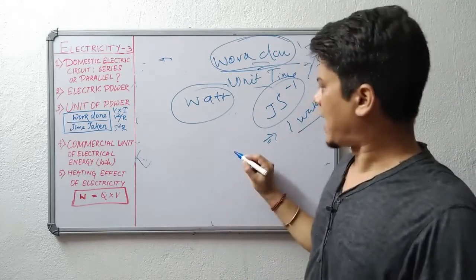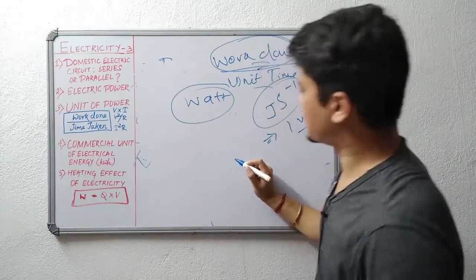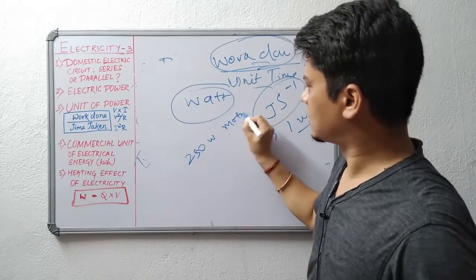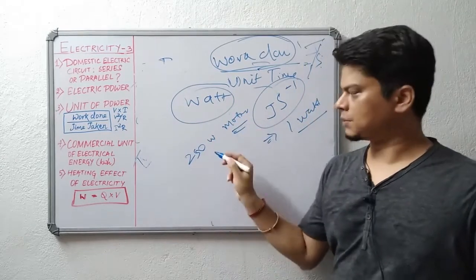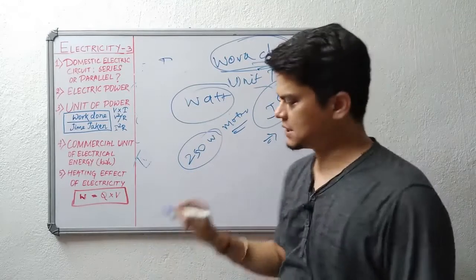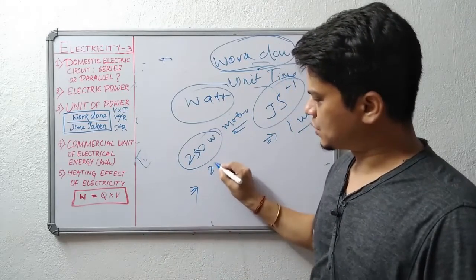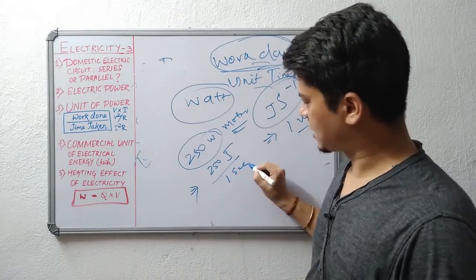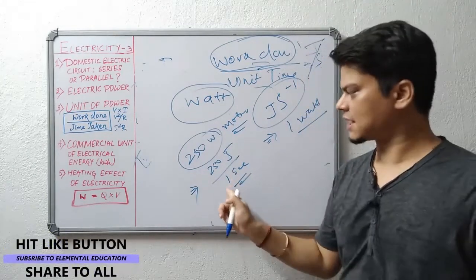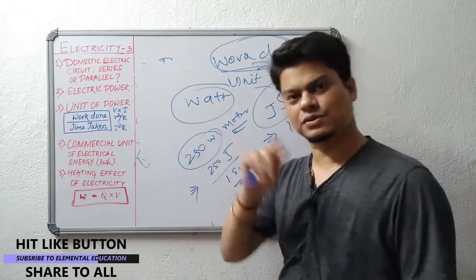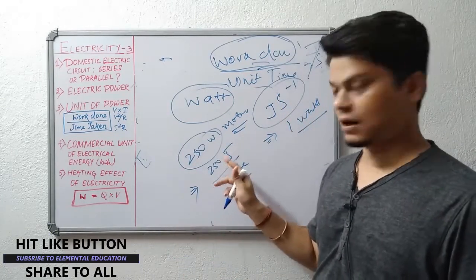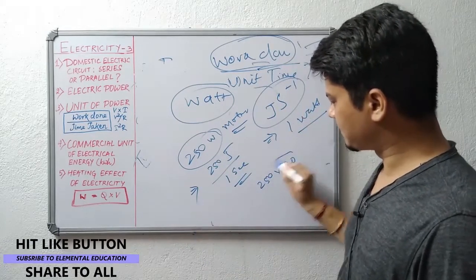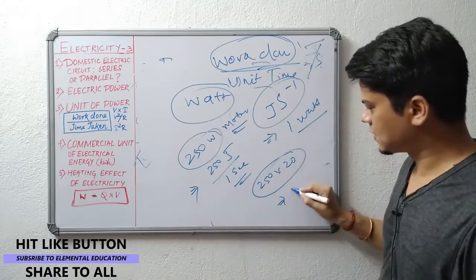Now suppose there is a specification like a 250 watt motor. The power rating is given as 250 watt. That means this motor is using 250 joules of energy per 1 second. If I run it for 1 second, 250 joules of energy is used. Similarly, if I run it for 20 seconds, 250 into 20 will come as 5000 joules.